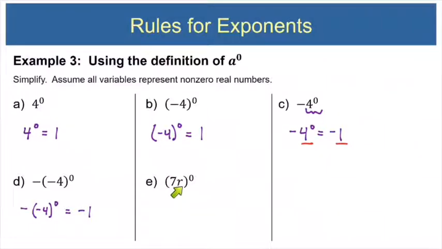And then in part E, we have 7r, all raised to the 0 power. So of course, anything raised to the 0 power is 1, and that's all being raised to the 0 power, so that's all 1. Now, this is not part of the example, but I just want to contrast this for you. Notice that in part E, we did have parentheses. What would this problem look like if we didn't have parentheses? So what if it was just 7r to the 0? Well, in that case, what's being raised to the 0 power is just r. So r to the 0 power is 1. And we're going to get here 7 times 1, which of course is 7. So the parentheses definitely do make a difference, and you need to pay close attention to that.